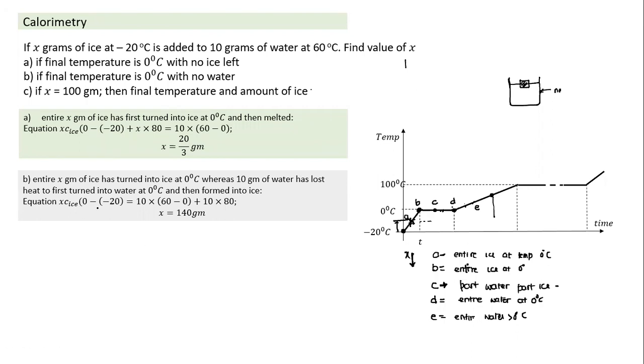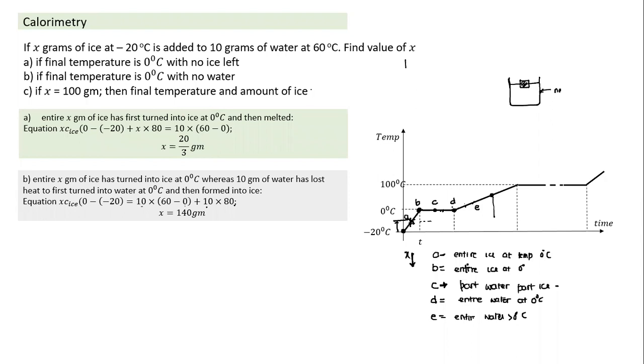So how will my equation be? The equation, this is the heat gained by ice here. Delta T is equal to 20 degree, and water 10 into 60. This is called sensible heat plus the latent heat also. I can calculate. So in 10 grams of water, if I add 140 grams of ice at minus 20 degrees centigrade, I'll be left with 150 grams of ice at 0 degrees centigrade. That's what it means.